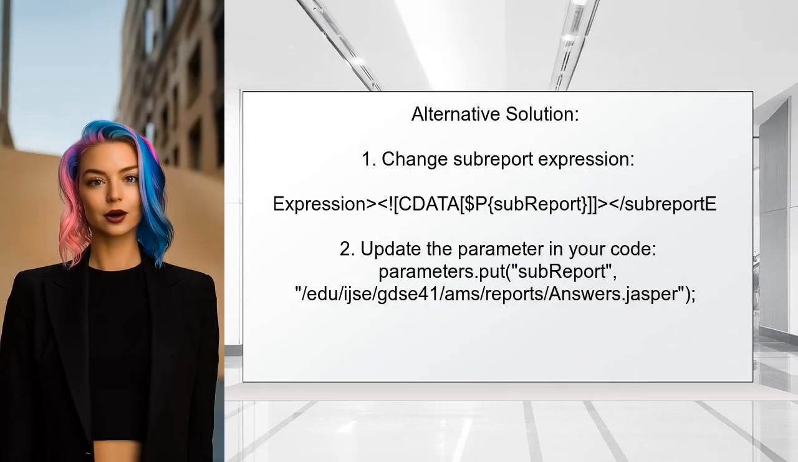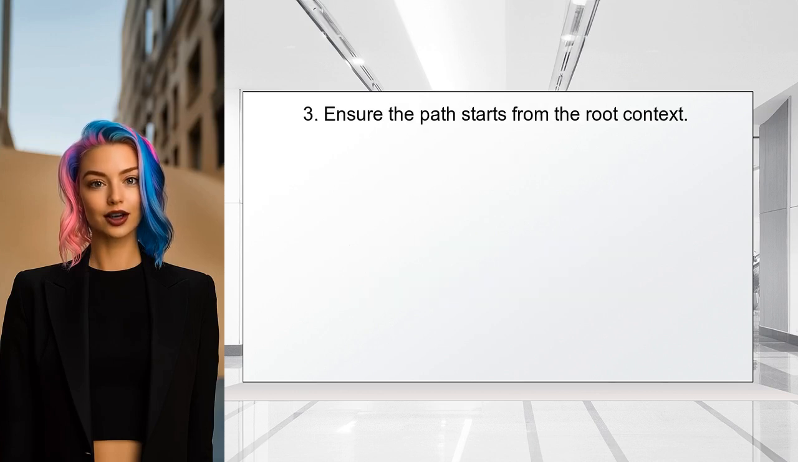An alternative solution provided by a user suggests modifying the subreport expression in your marking scheme JRXML file. Instead of using a hard-coded string for the subreport, they recommend using a parameter. Change the subreport expression to reference the parameter like this, pSubreport.